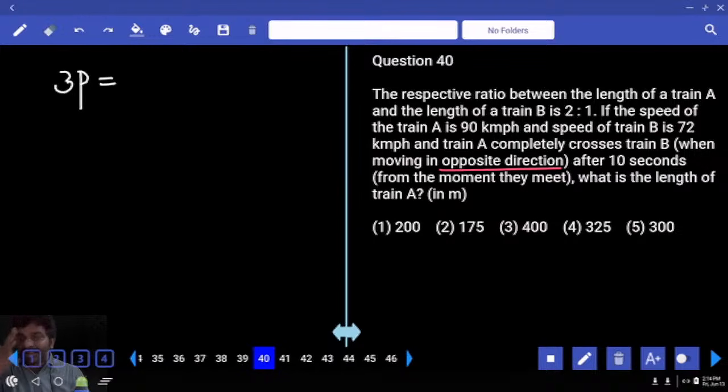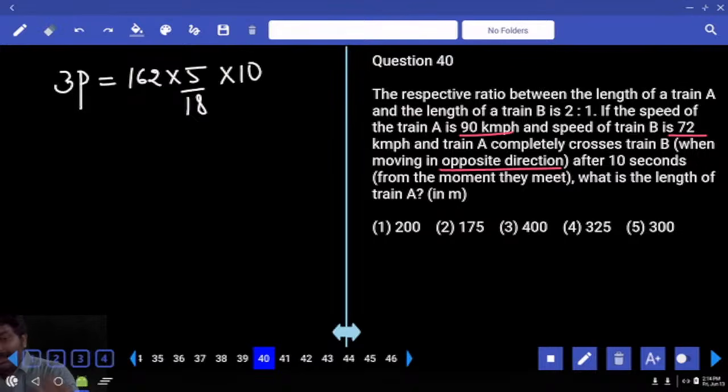Which is equal to speed into time. Speed, we have to consider relative speed because both the trains have speeds. And in what direction they are moving? Opposite. S1 plus S2, 90 plus 72, 162 kilometer per hour converted to meter per second. Relative speed is done. And how much time are they taking? 10 seconds. 18, 10 times is 180.